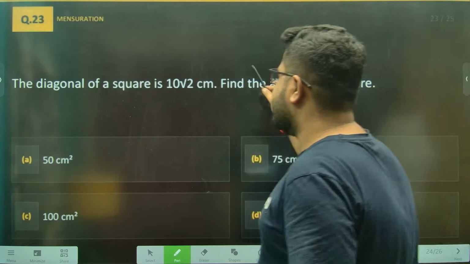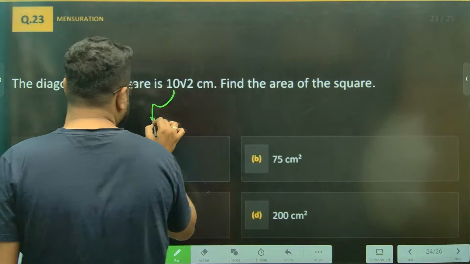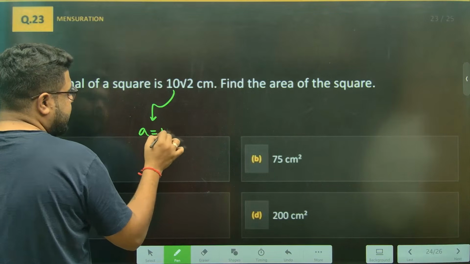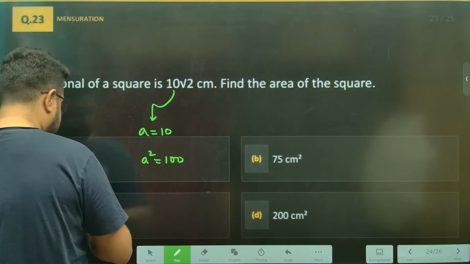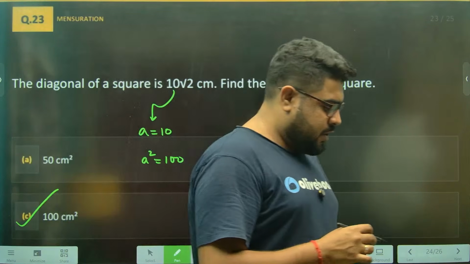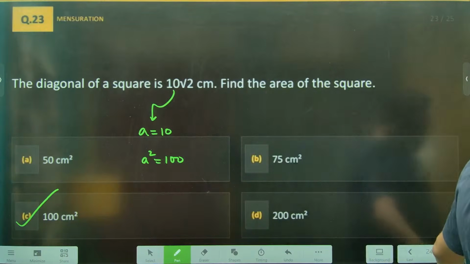Diagonal is given, they are asking area of the square. So diagonal is root 2 a. So a will be 10. So area will be a square, which is 100. Sir, again, you don't need pen and paper for this.